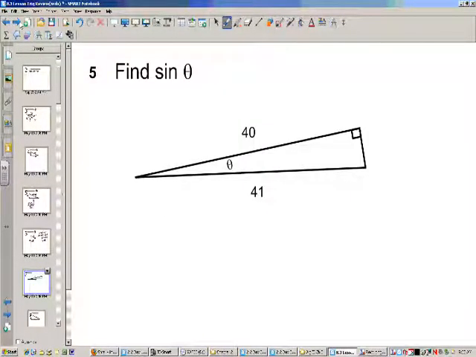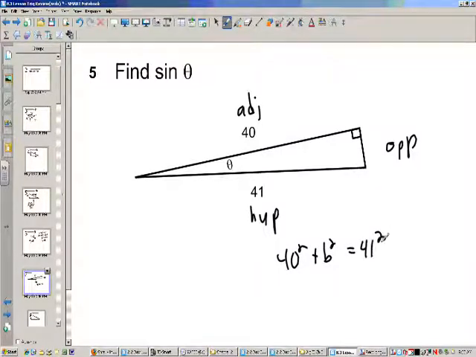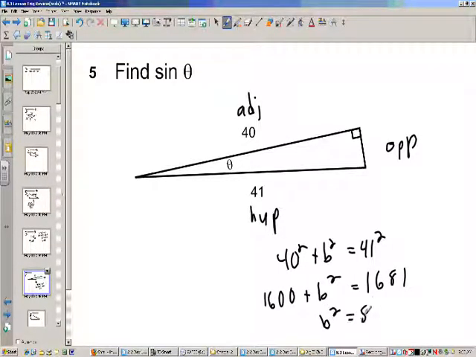All right, in this situation, we have opposite, and this is hypotenuse. This is adjacent. So we take 40 squared plus b squared is equal to 41 squared. So 41 squared is 1,681. 40 squared is going to be 1,600. Maybe you can just tell from here, but b squared is equal to 81, so b will be 9. So my sine is going to be the opposite, which is 9, over the hypotenuse, which is 41.